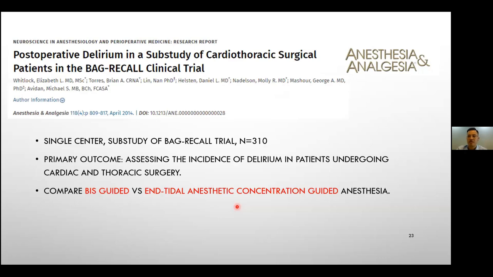Next, I would like to discuss the B-Unaware sub-study published in 2014, which involves about 300 patients. And the focus was on the incidence of delirium in patients undergoing cardiac and also thoracic surgery. And they basically compared a BIS-guided versus an end-tidal anesthetic concentration-guided anesthesia technique.